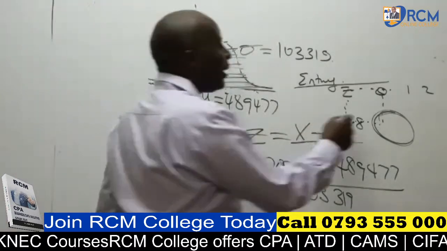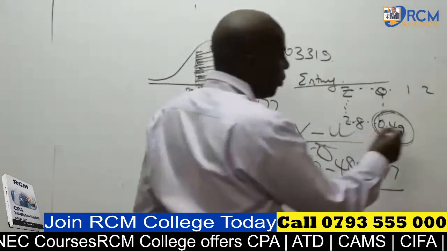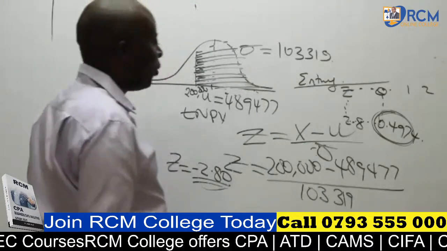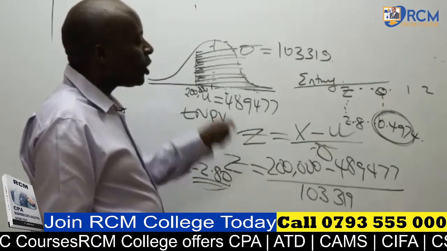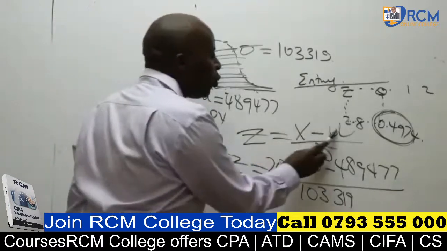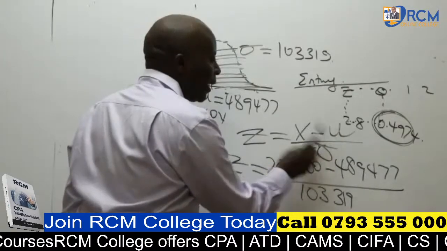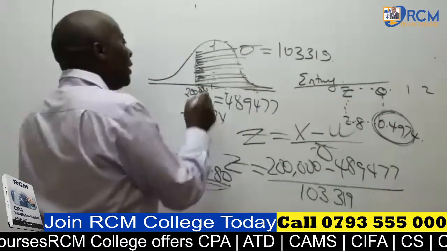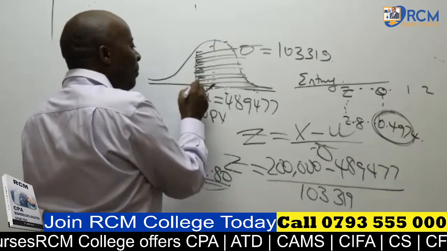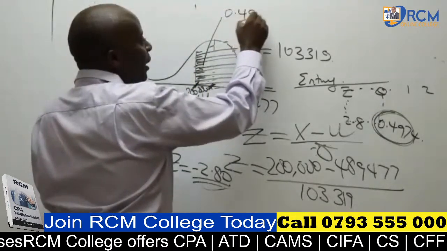So this entry, the teacher tells me, is 0.4974. And remember what you are told in your CPA section 4: whatever entry you read is the area between the two numbers that you have subtracted. The entry that you have read from that table is the area between the two numbers that you have subtracted. So what you have read there is 0.4974.